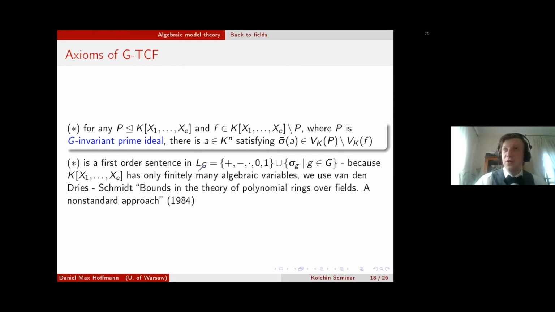Say that you have f times g belongs to P, then f belongs to P, or g belongs to P. So usually you need to run over all polynomials f and g, and by the result which is mentioned here, there is a bound. There's a bound on the degrees of f and g in the definition of a prime ideal.